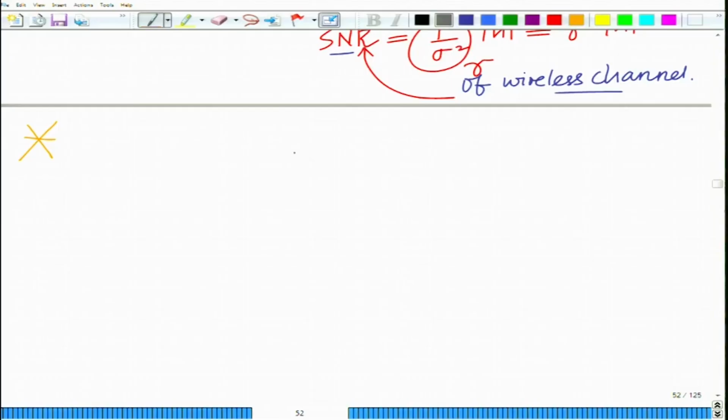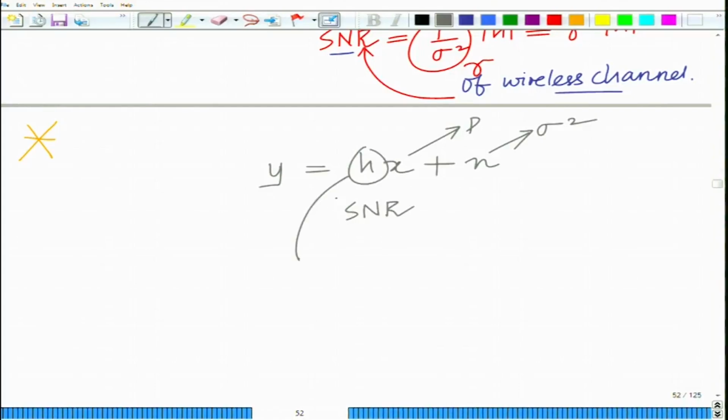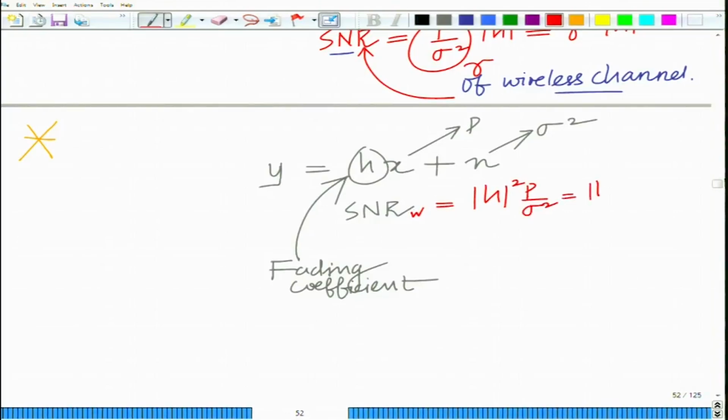And what we have seen is that the relevant channel model for your wireless communication system is Hx plus n, where the signal has power P and noise has power sigma square. Because of the fading channel coefficient, this H is the fading coefficient. What has happened is the SNR of the wireless channel, that is magnitude H square times P over sigma square, is magnitude H square times gamma.